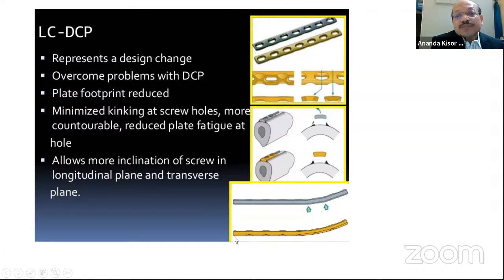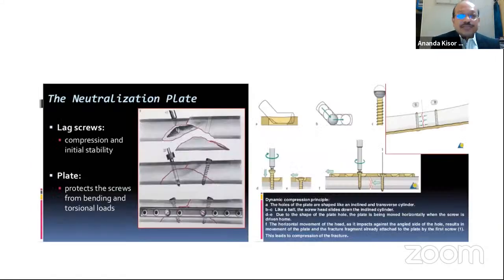But if much more metal is taken out from the lower portion of the LCDCP, this process gives even stiffness throughout the plate. So if we try to bend it to make intimate contact with the bone, that will make a smooth bend, not an irregular bend. So that is an advantage of the LCDCP.